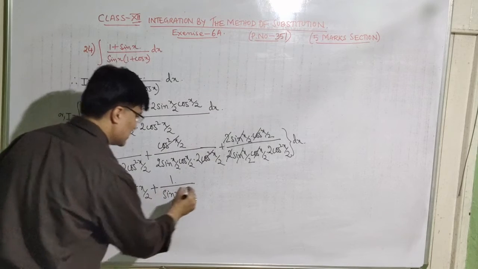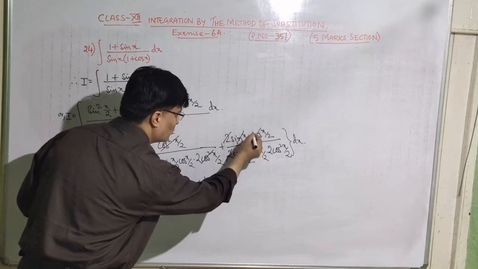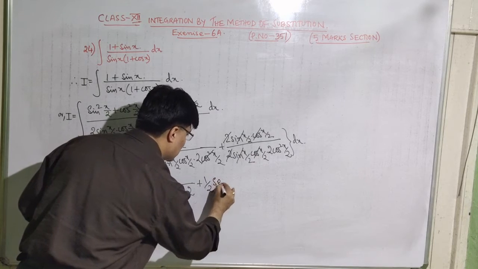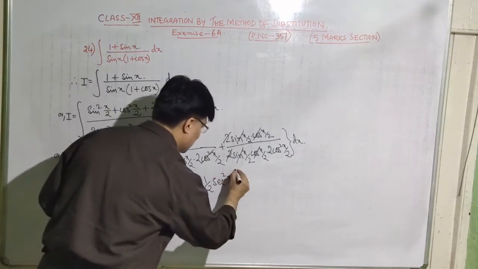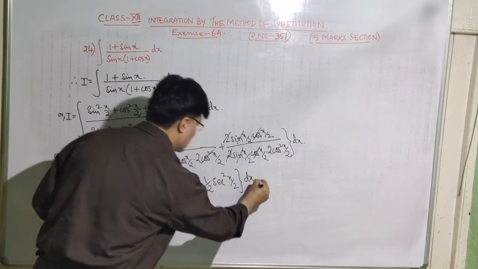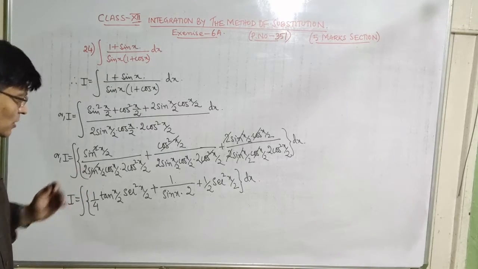Right? Next, plus half, 1 upon 2. What is 1 by cos square x by 2? It is sec square x by 2. Then what do we write? Second bracket closed, dx. So I think you have understood it.